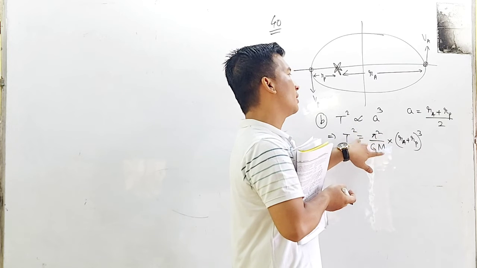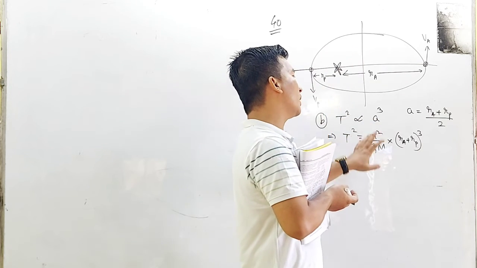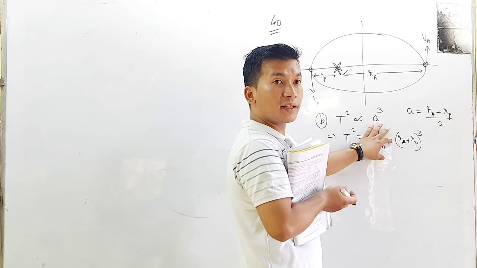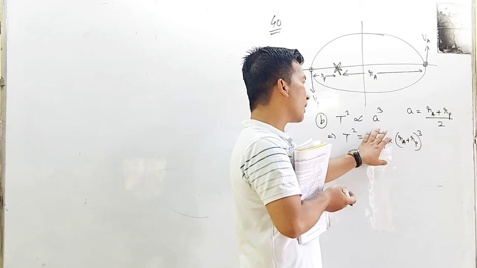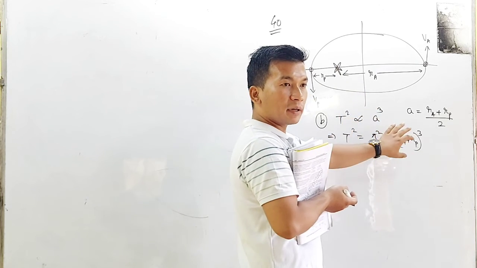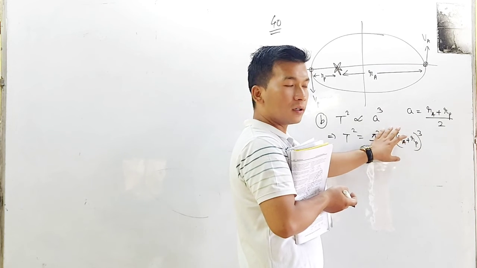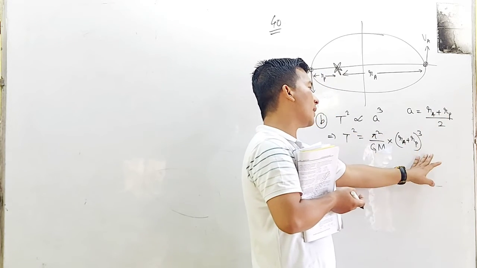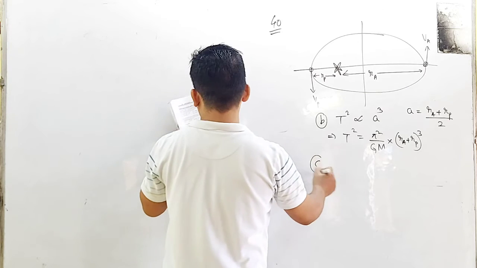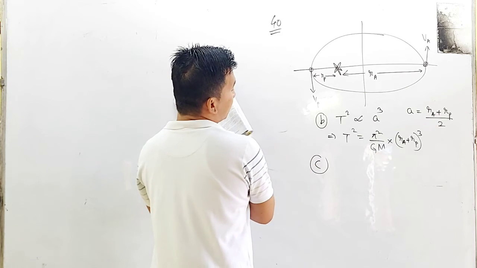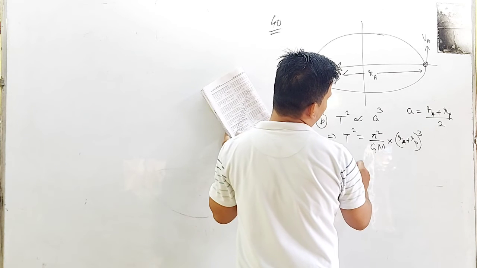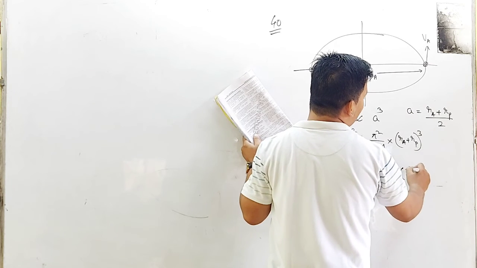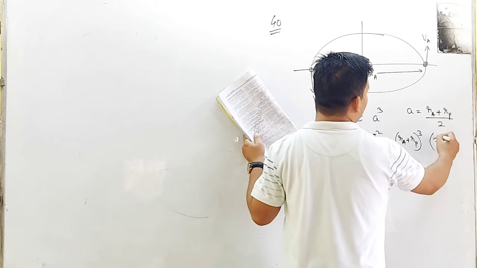When we discuss satellite motion we will understand how this is obtained. We will discuss it tomorrow; for the time being, this is the statement and this is the mathematical expression. Next, statement number C: RA is equal to the first, RP is the second. This is the second law, not the third law.